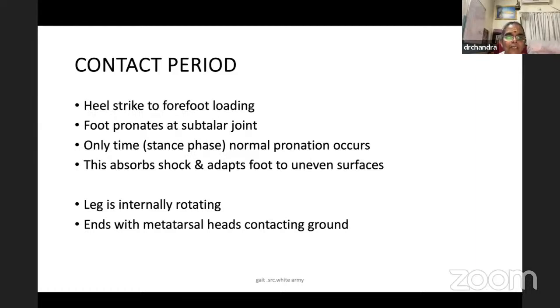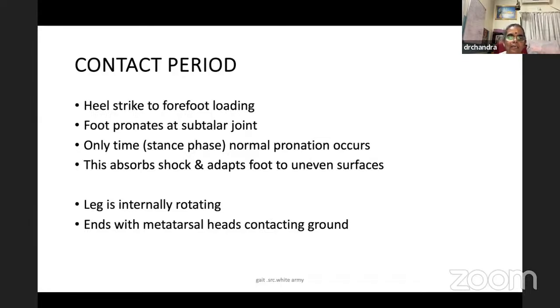And the foot pronates at the subtalar joint. We know the talocalcaneonavicular joint, or the subtalar joint. The foot pronates at the subtalar joint after that. And this is the only time normal pronation occurs in the subtalar joint. Normally, these movements do not occur. It is happening only during the gait cycle. And this absorbs shock and adapts the foot to uneven surfaces.